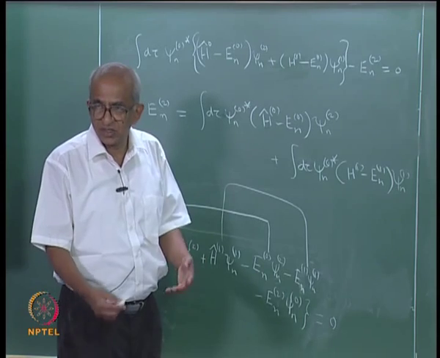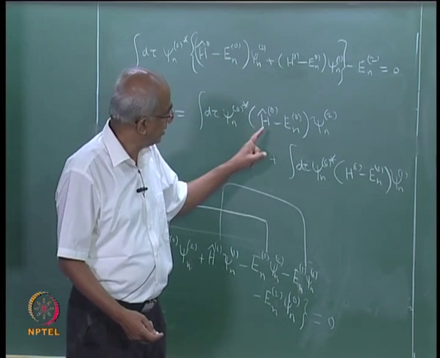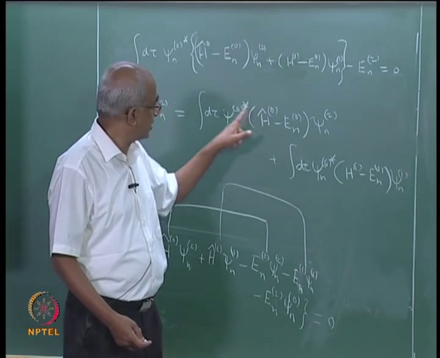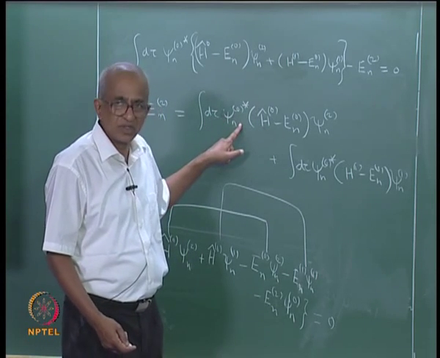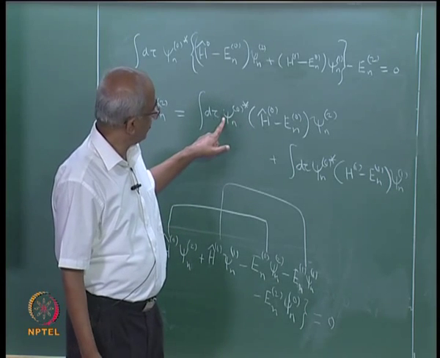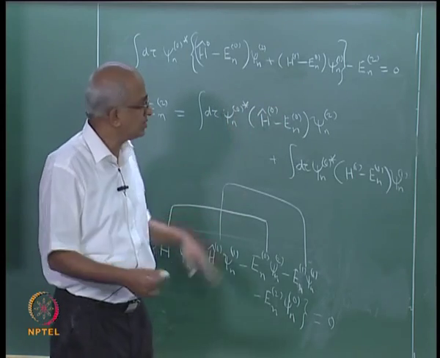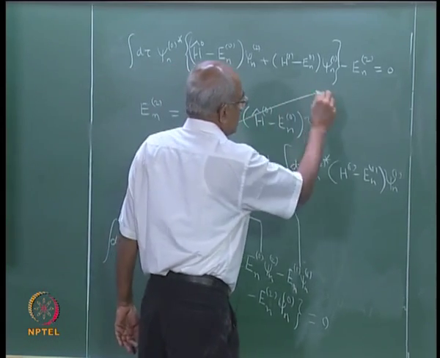Using the Hermitian property of H, I can allow this H0 to be transferred and operate upon psi n0. We have done this in the morning. If it operates upon that, the answer is going to be En0, and that En0 will cancel. So this term simply vanishes.